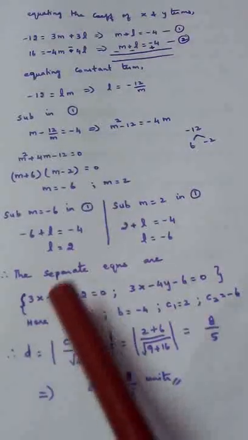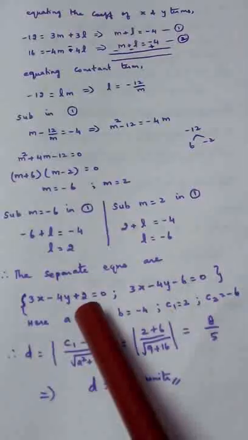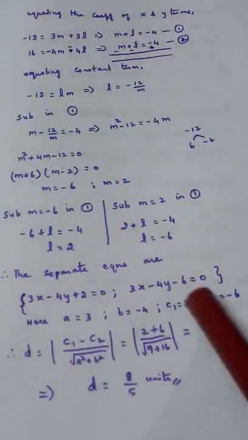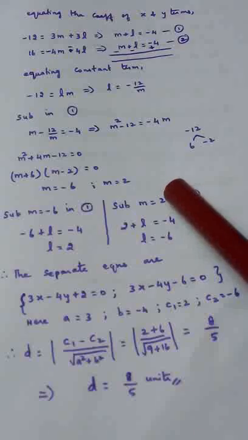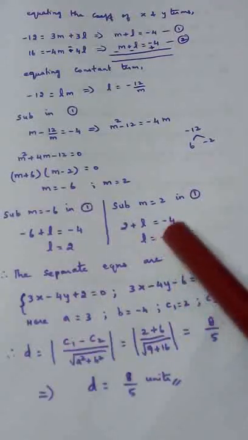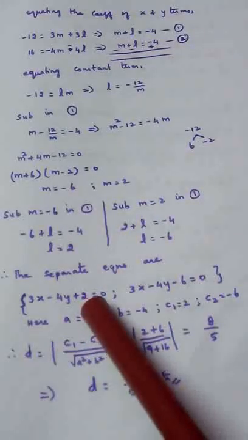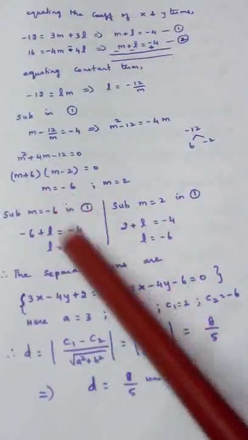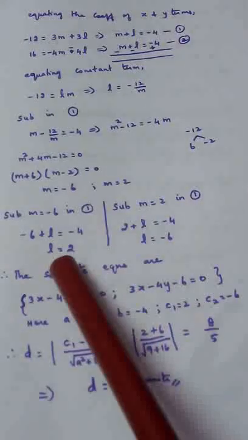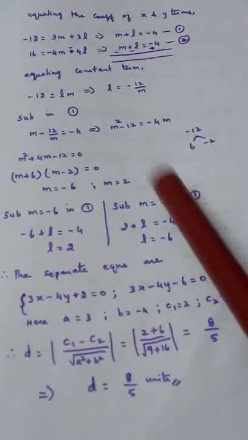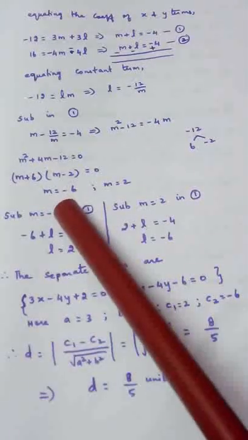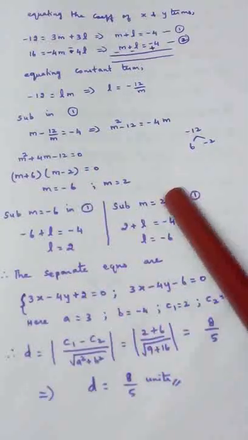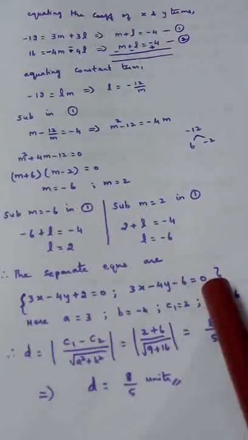That is this answer. So in place of L, use 2. In place of M, use minus 6. Or otherwise, in place of m use 2, in place of l use minus 6. Both will be same, but take any one set, either this or this. You should not take l is 2 and m is 2. That will be wrong. If l is 2, m should be minus 6. If l is minus 6, m is 2. So you will get separate equations like this.